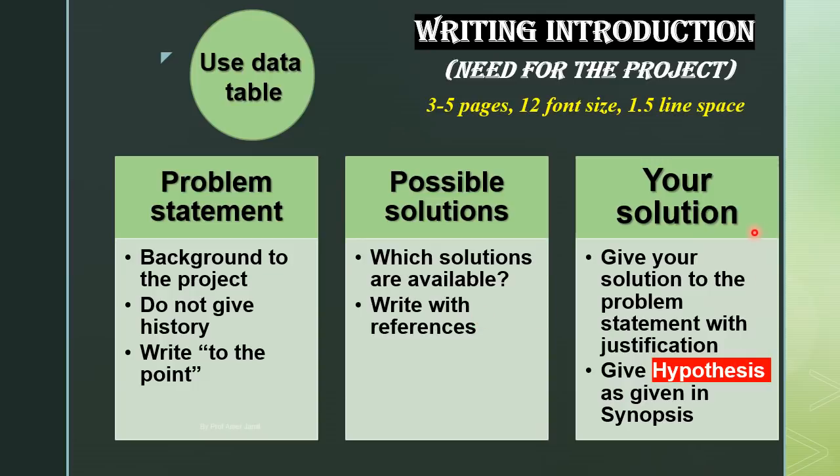Then in the next paragraph you give your solution, that is, how you would do research to counter the problem you have given here. There are multiple solutions. What is your solution to the problem? And you give a justification statement of why you are selecting this particular solution, and you give the hypothesis that was given in the synopsis, that is, the hypothesis which you were testing in the research.